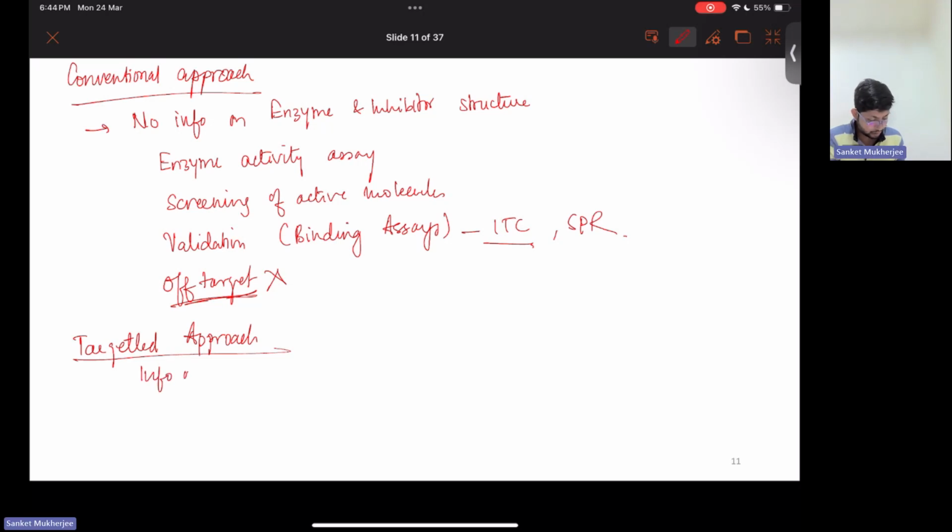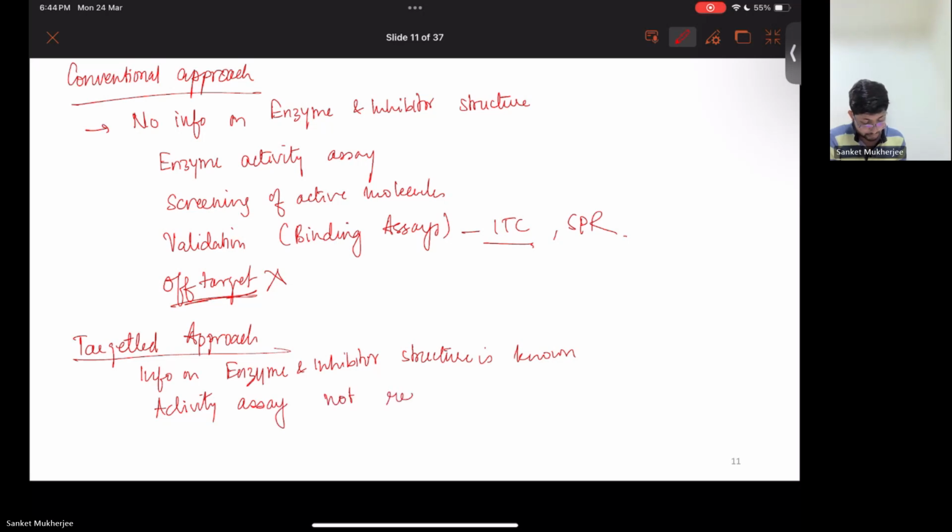Here the information on enzyme and inhibitor structure is known. Activity assay is not required. Here we perform virtual screening of active molecules. It's an interaction study.